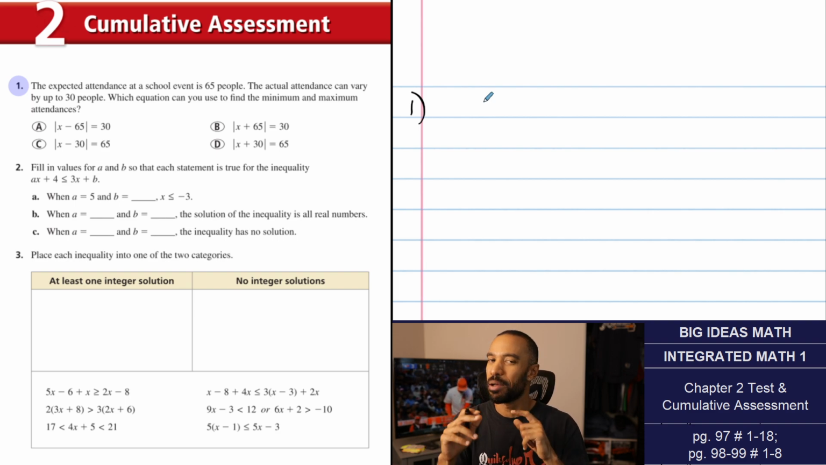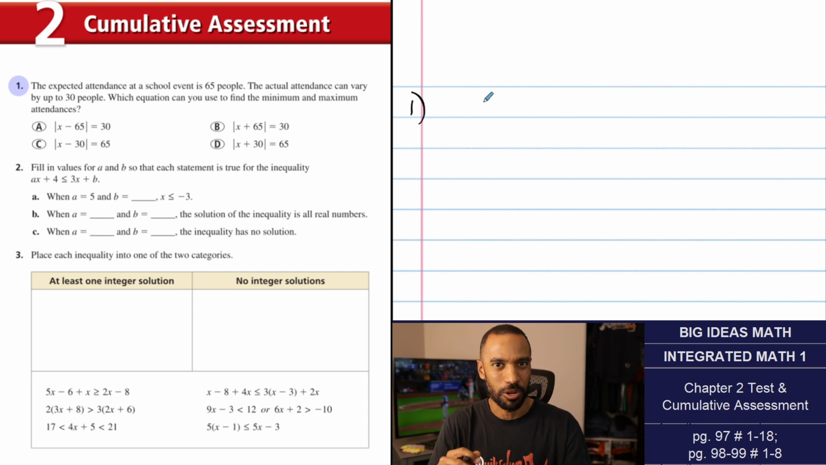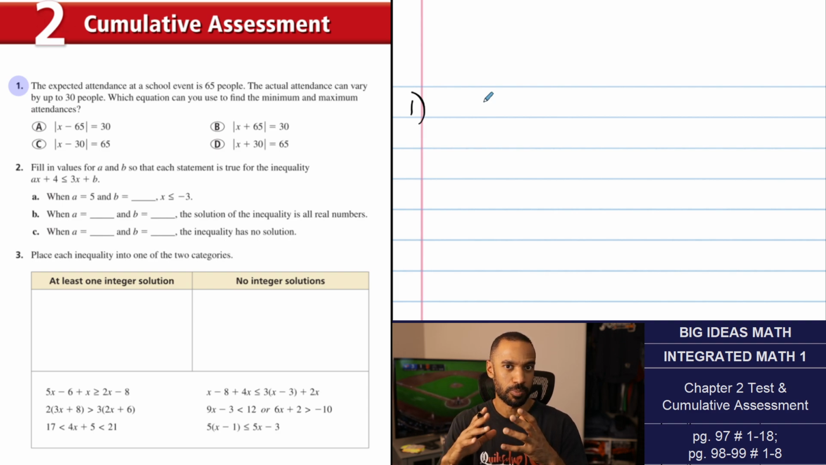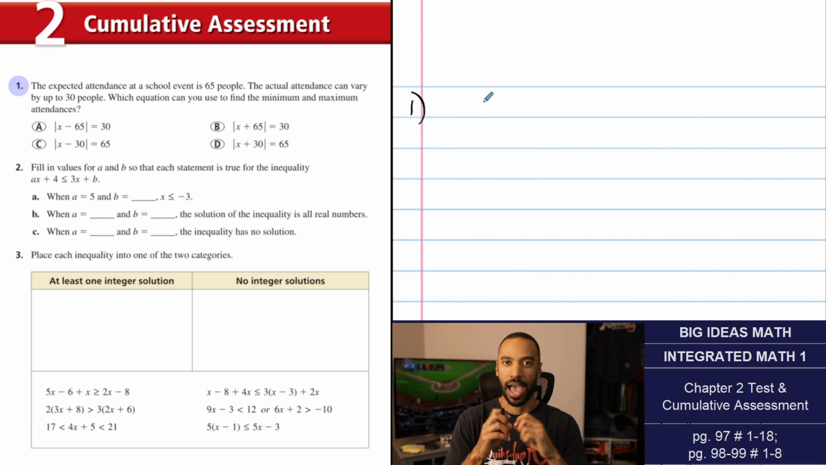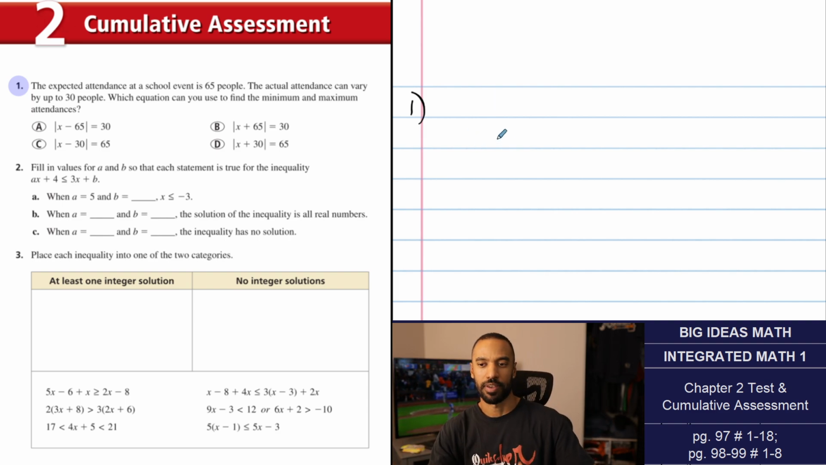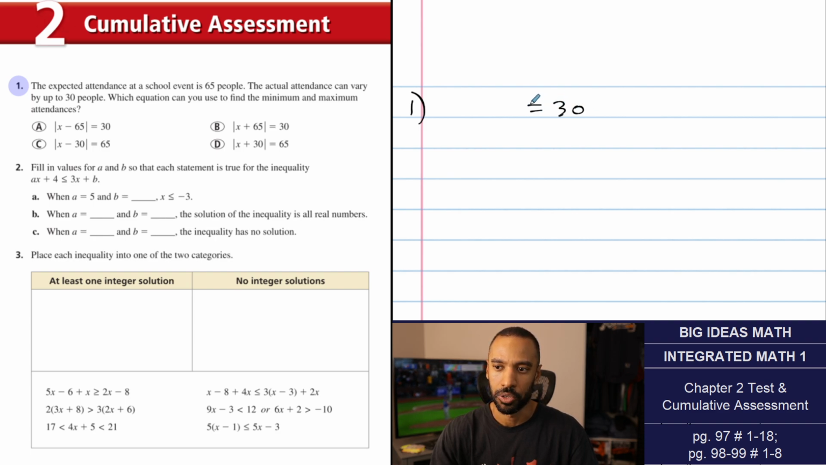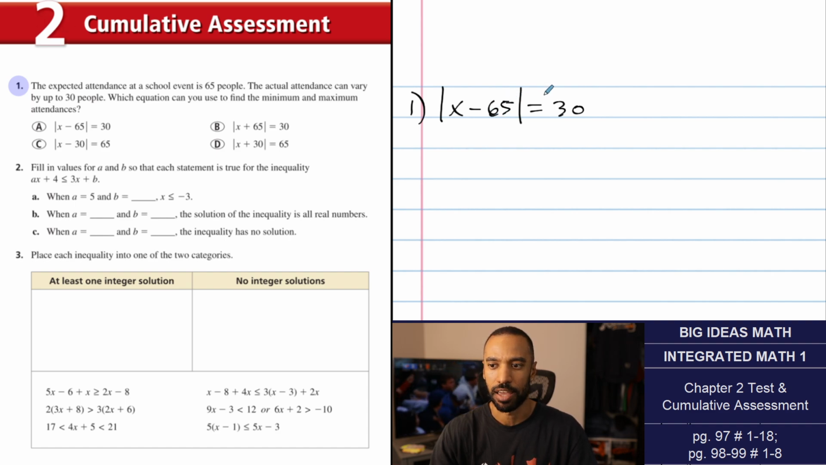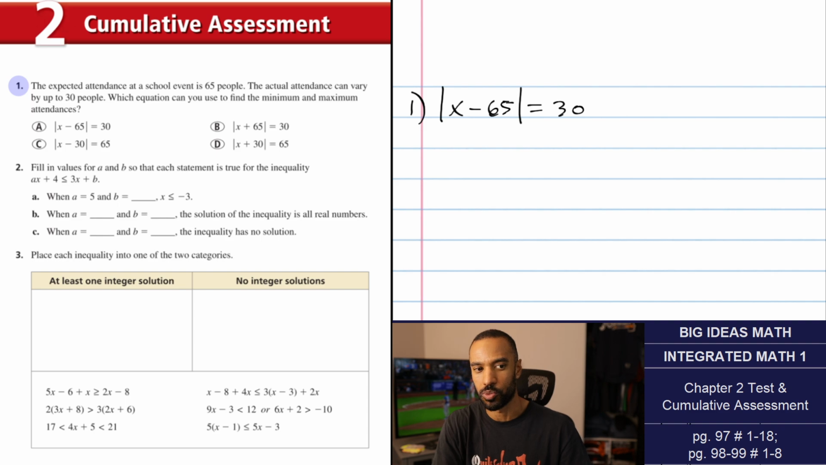So when it said up to 30 people, I was thinking, why don't they make this an inequality? But they're just referring to the mins and maxes. So they're saying that the difference between the actual attendance and 65, the expected, can be 30 people added or subtracted from 65. That's the plus or minus on the other side of the absolute value. So which option is that? Looks like it's A. It's not going to be B or D with the plus, and it's not going to be C because we're not doing the difference between our number and 30. It's the difference between our number and 65. That answer's A.